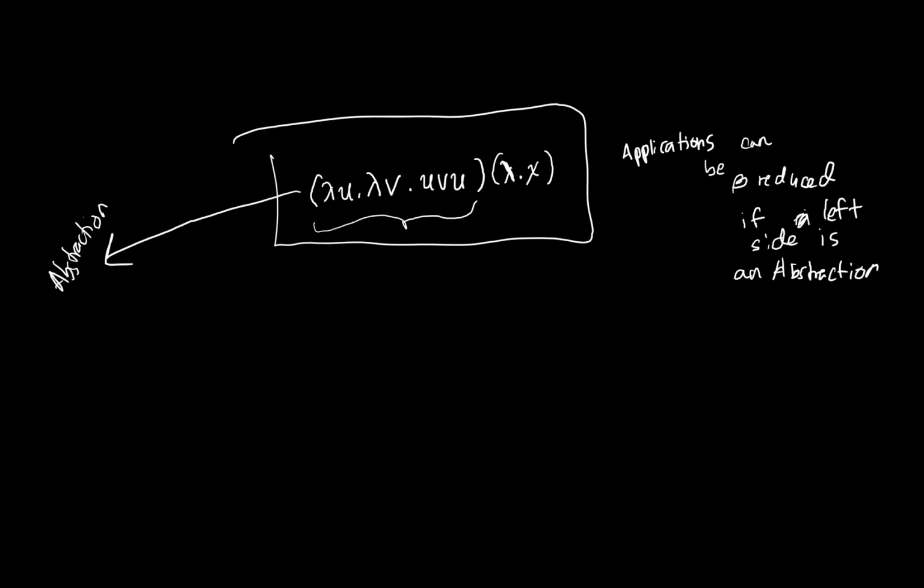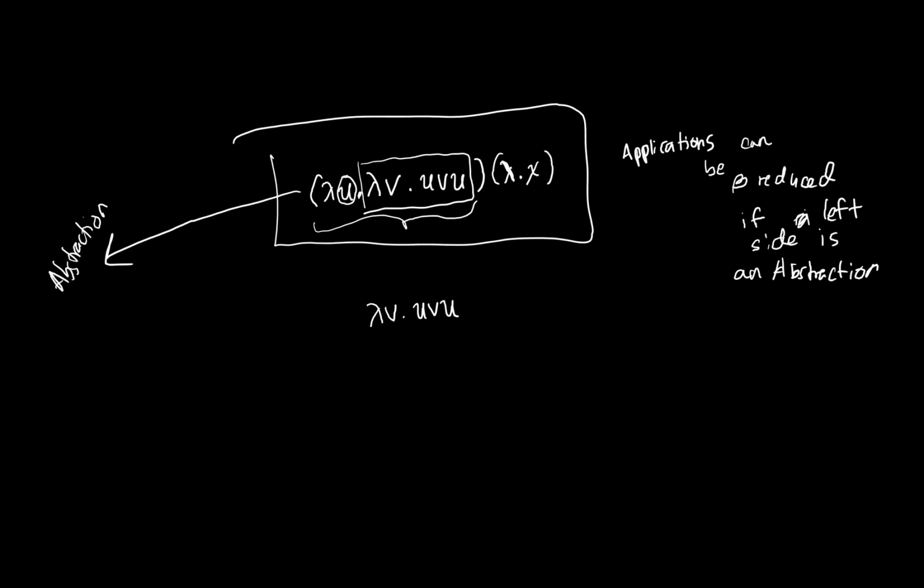Okay, so how do we reduce this? So the left-hand side, you look at the body of this abstraction. Now, the body of this abstraction, again, is everything that is to the right of the dot. So that would include lambda v dot uvu right here. So you copy that, lambda v dot uvu. So the bound variable for this specific abstraction is the variable u.